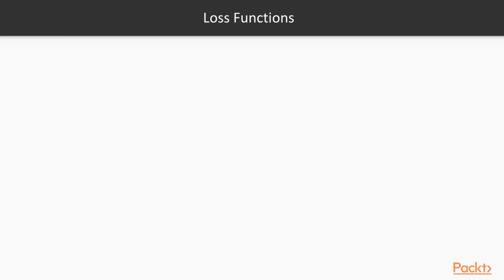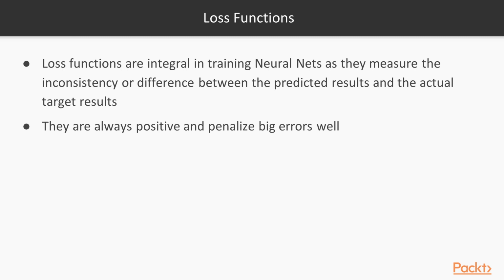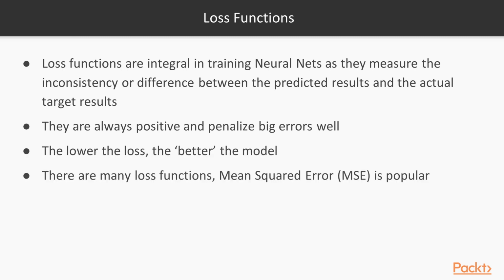So now let's talk about loss functions. Loss functions are integral in training neural nets and convolutional neural nets, as they measure the inconsistency or difference between the predicted results and the actual targets, which you've seen before. They're always positive, and they penalize big errors as well. The lower the loss, the better the model, and many common loss functions are things like mean squared error, mean absolute error, that's MAE, mean bias error, and hinge loss. There's a bunch of different ones. MSE is a very easy, common one which we use.